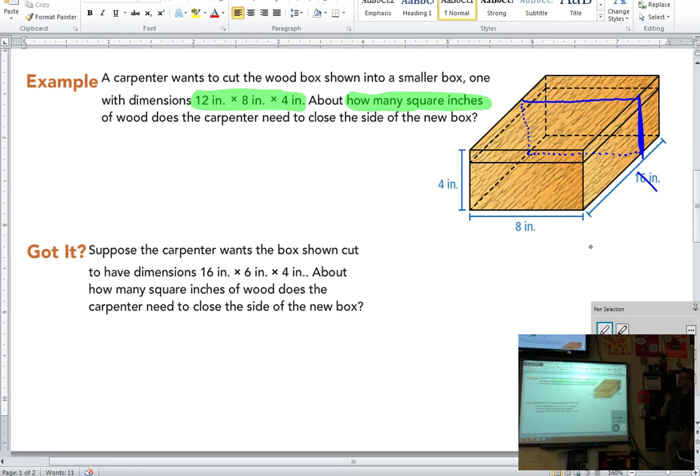So now that opening, Sean, what are the measurements of that opening that we now cut? 4 by 8. So this is 4, and this is 8, and both of those are inches. How do we calculate area, Sean? Length times width. So the area that I'm going to need to cut for a new board is going to be 32 inches.